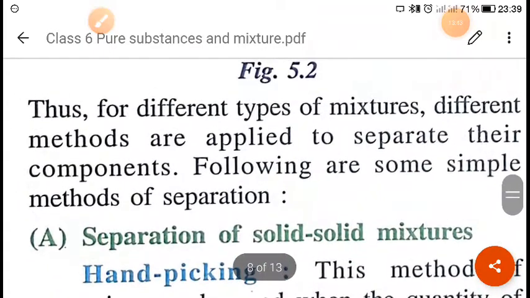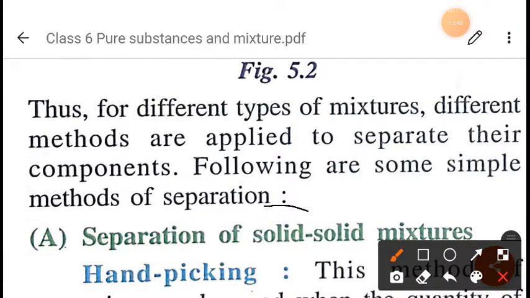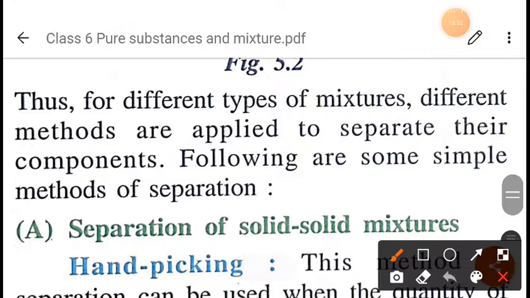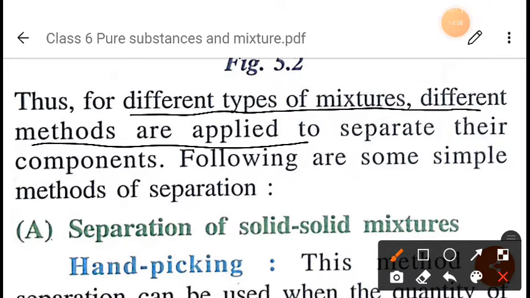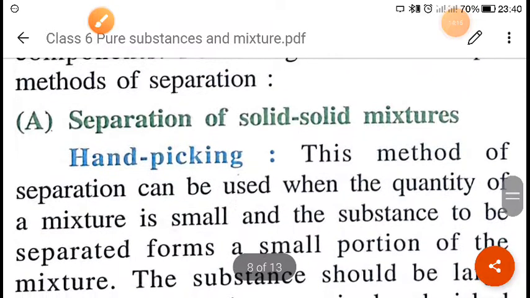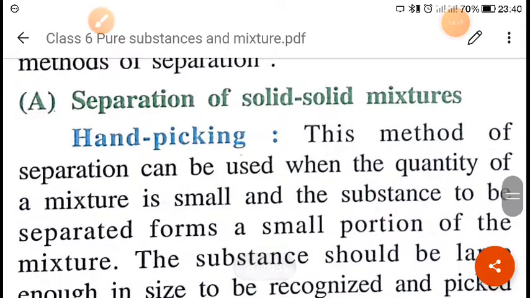Now what we can say is that different types of mixtures need different methods for separation, right? Because we cannot separate all mixtures with only this method. So there are different methods for separating different types of mixtures. As it is written here, for different types of mixtures, different methods are applied to separate their constituents, right? So we cannot separate a mixture by only one process. To separate mixtures, we have to use many different methods, right?